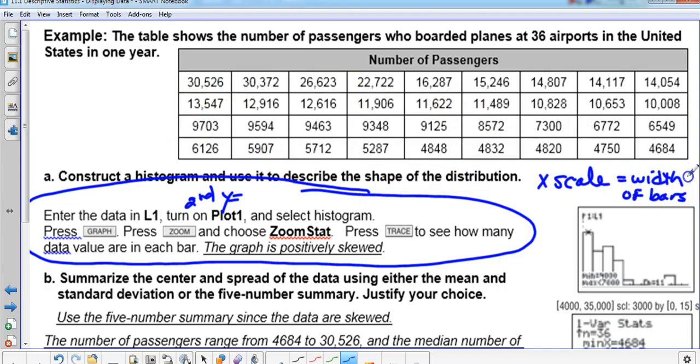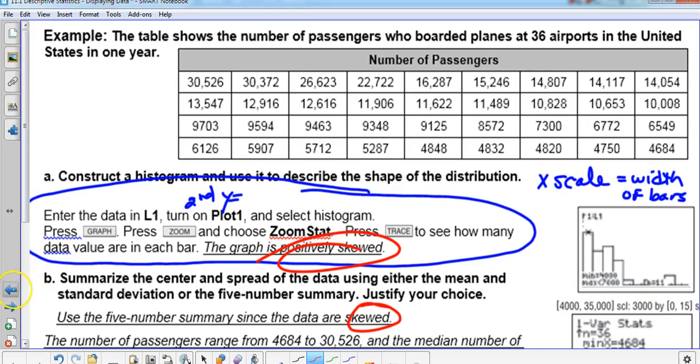So if you wanted to count from 4,000 to 35,000 and have your bar be 4,000 to 5,000, 5,000 to 6,000, 6,000 to 7,000, you would set your X scale to 1,000. This graph, when they graphed it, which they say they did with a zoom stat, I didn't get exactly the same graph when I did a zoom stat with this data, so I think they're a little crazy. But do you see that there's very little over here on the right? So this is skewed right. It is positively or right skewed.